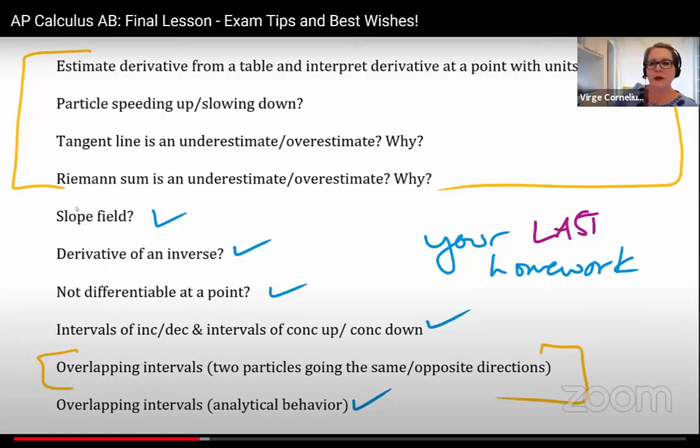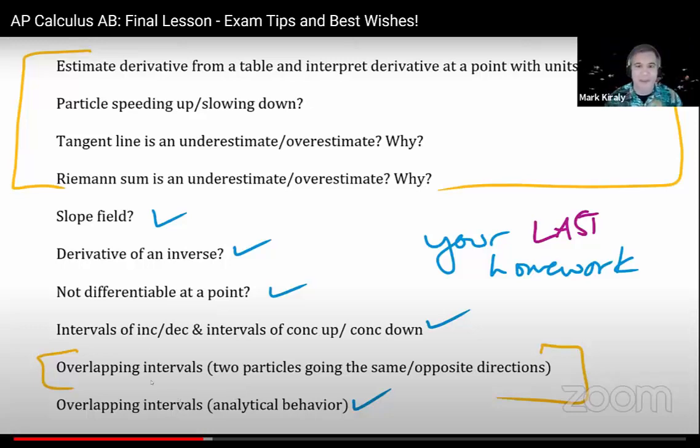Slope fields we went over on Saturday. I don't think it's going to be tested. It's just really hard for them to test that. Not being differentiable at a point, I think we can do pretty well. Intervals of concavity, increasing, decreasing, I think we can do pretty well. And the overlapping intervals is kind of the same thing here. So if you watch this video, you'll get it.